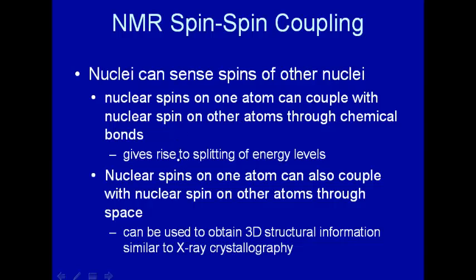And that gives rise, as we will see, to splitting of energy levels. There's another way that one nuclear spin can sense the nuclear spin of another, and that is not through bonds, but through space. And that can be used to obtain 3D structural information, similar to X-ray crystallography. So let's talk about NMR spin-spin coupling.